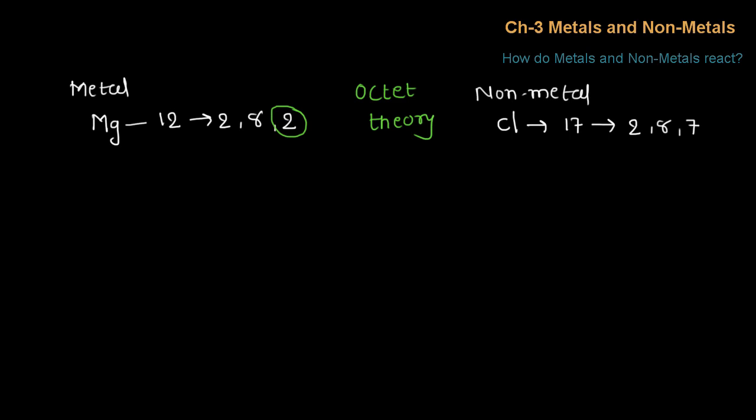Why are noble gases noble? Noble means non-reactive. They will not react with anyone because in their valence shell there are 8 electrons. They are completely filled, so they cannot react with another element. Move to magnesium. Magnesium wants 8 electrons in its valence shell.